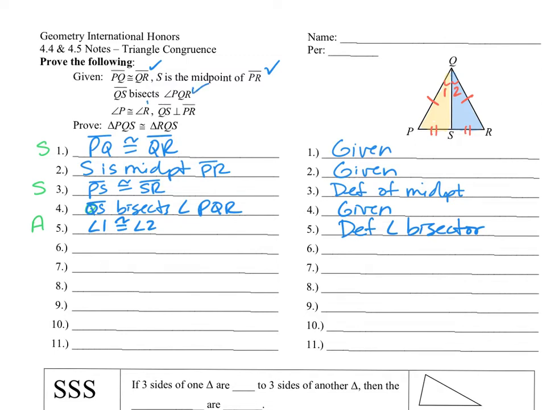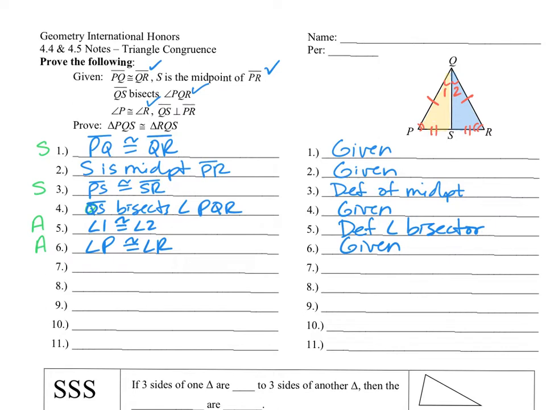Let's move on to the next piece of given information, and that is that angle P is congruent to angle R. That is given. We are assuming that to be true. So let's mark it on the diagram. We have angle P congruent to angle R, and then I'm also going to add that to my list. Now I have another pair of angles congruent.